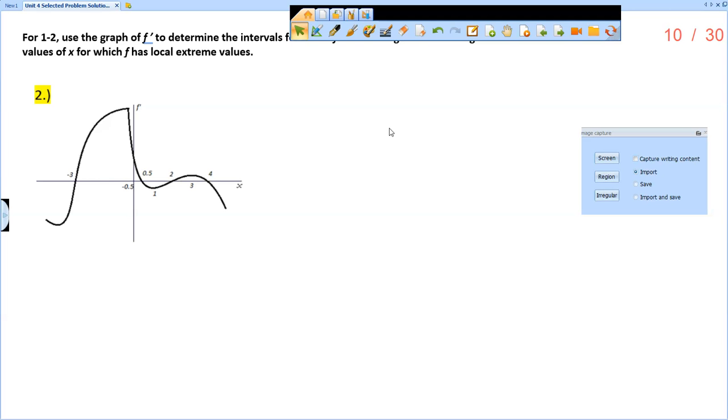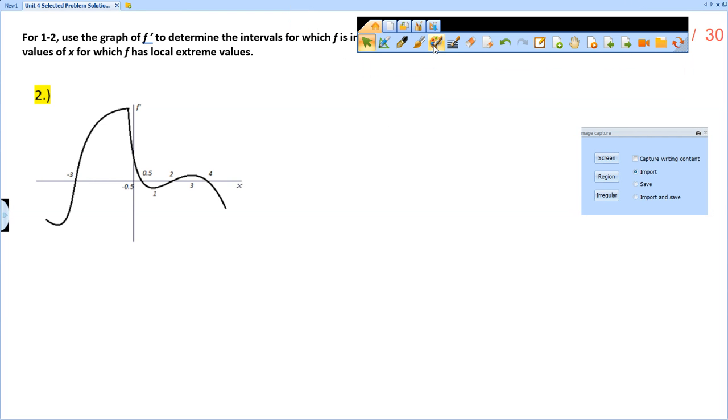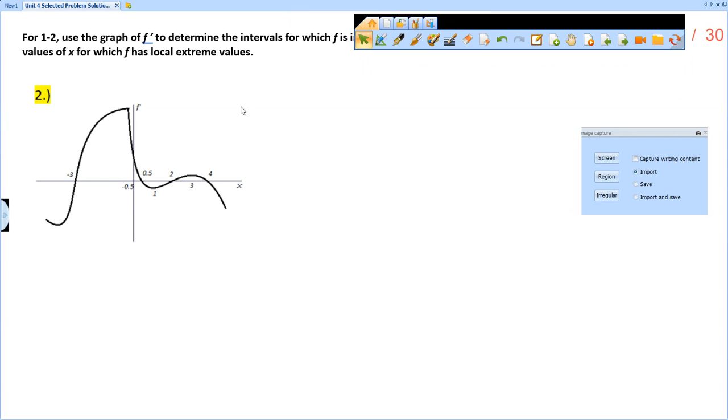This is the solution video for section 4.3, problem number 2. It says use the graph of f prime to determine the intervals for which f is increasing and decreasing. Give the values of x for which f has local extreme values. All right, so remember, it's important to note that this graph is f prime. That is what we are told.